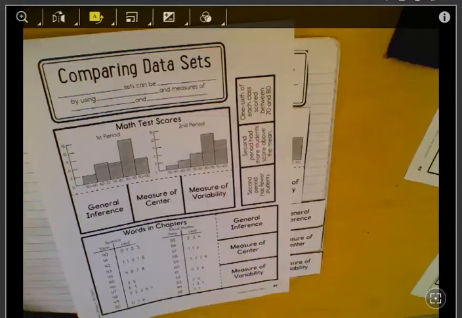Okay, the next two pages that we'll be doing will be comparing data sets and drawing inferences from those. This video should not take near as long as the first one did. Sorry about the length of that one.